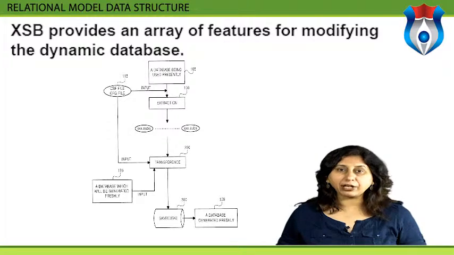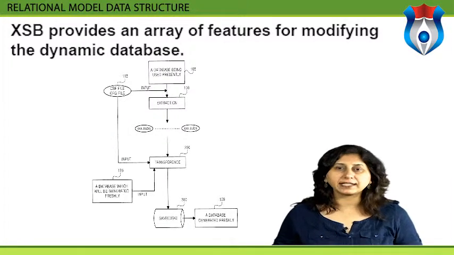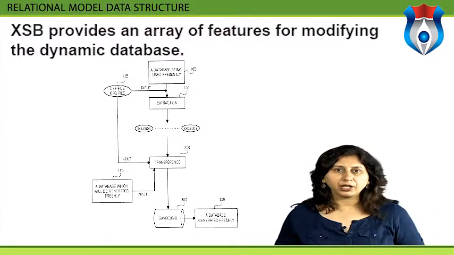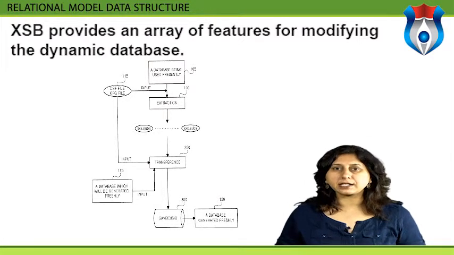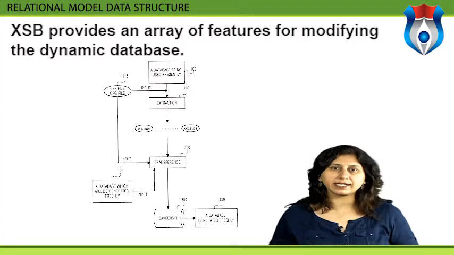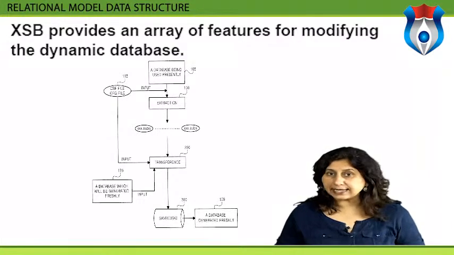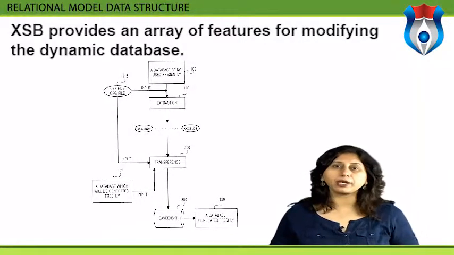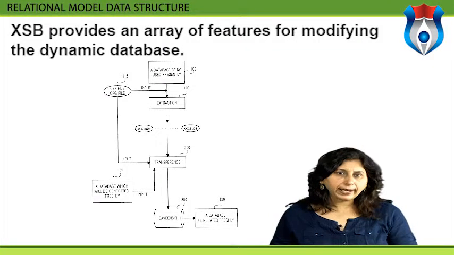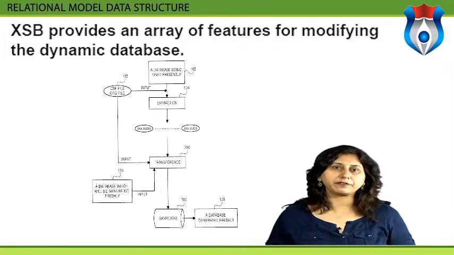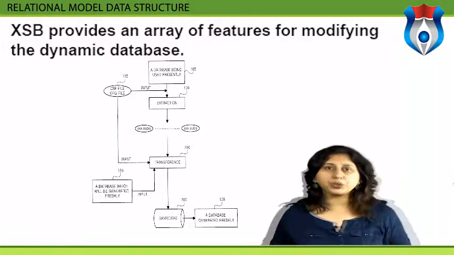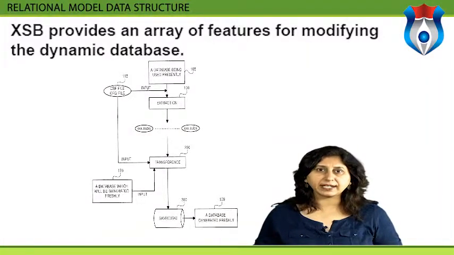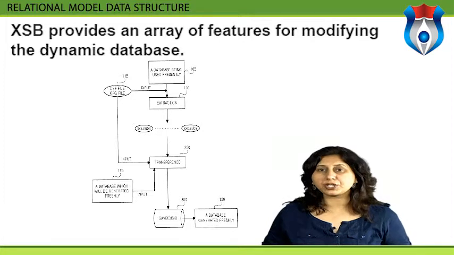XSB provides an array of features for modifying the dynamic database. Using assert/1, clauses can be asserted using first argument indexing in a manner that is now standard to Prolog implementations. While this is the default behavior for XSB, other behavior can be specified using the executable directives index/3 and index/2.